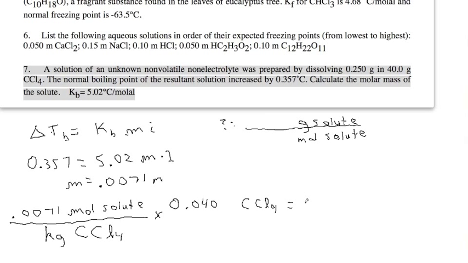Let me just take the 0.250 grams of solute, divide that by 0.003 moles of solute. And I get 83.3 as the molar mass, grams of solute over moles of solute. Okay, what was that answer again? 83.3. And the units were? Grams of solute per mole of solute.